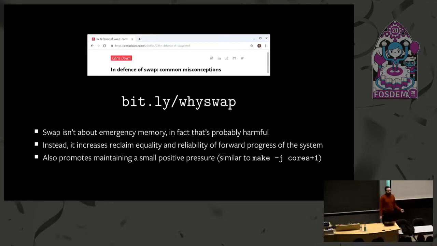I mentioned there were some downsides. This is a really, really long post. If you're of the perception that swap is not useful, I really recommend reading it. And feel free to send me an email or whatever if you have some comments.